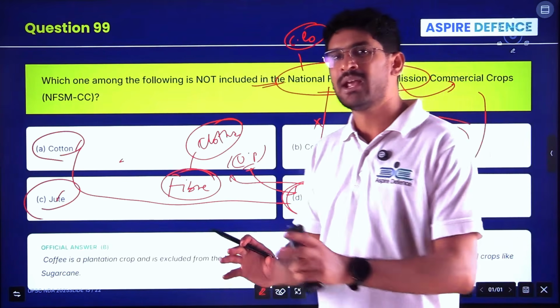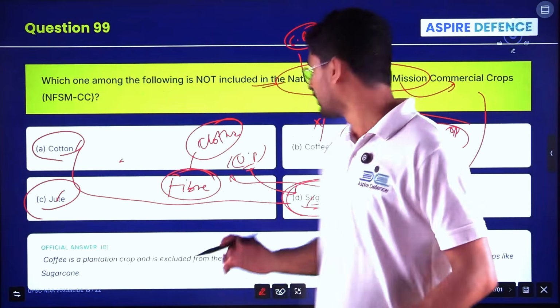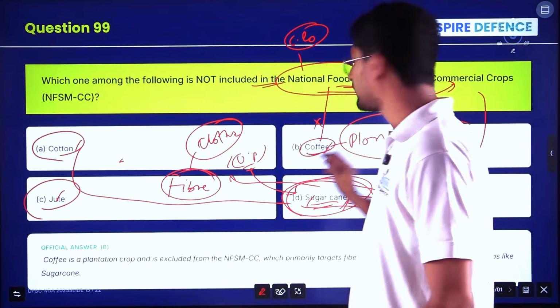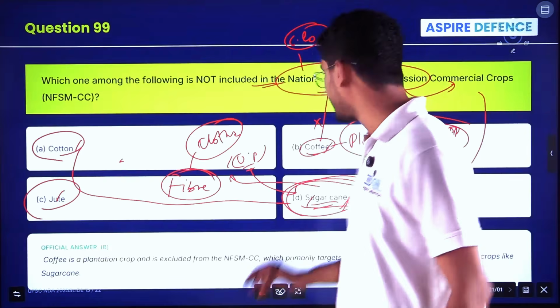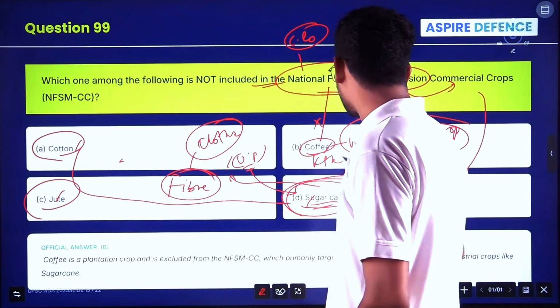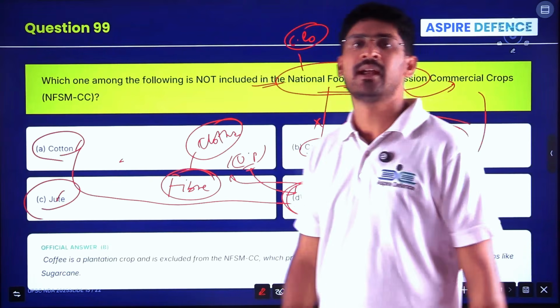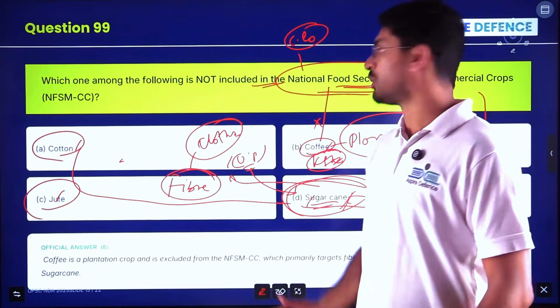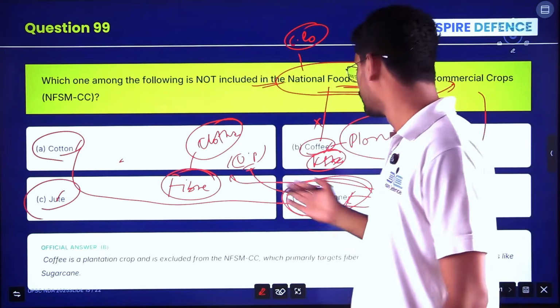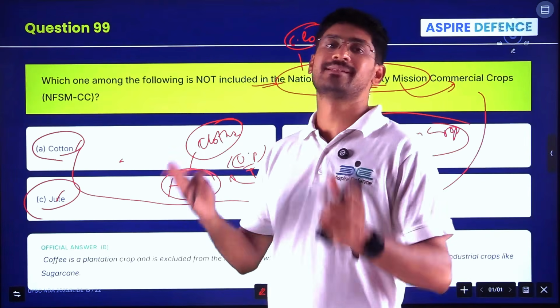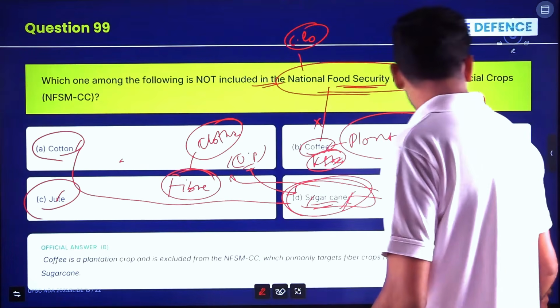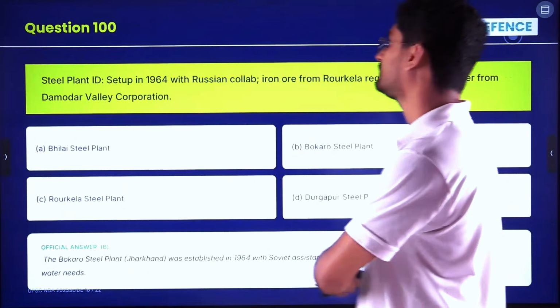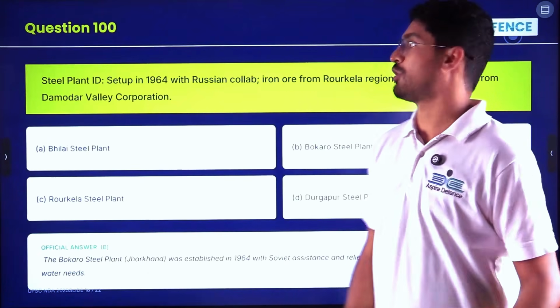Coffee and tea are grown in very specific parts of the country. For example, more than 90% of the coffee is grown in the Karnataka, Kerala, Western Ghats region, and a few in the Assam region. Otherwise, coffee is not grown throughout the country. But cotton, jute, and sugarcane are grown in major areas in the country. Clear? And those are all industrial crops also.